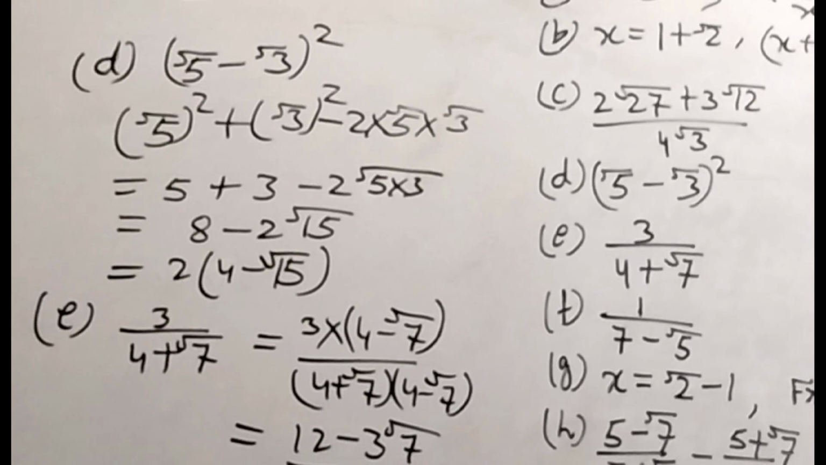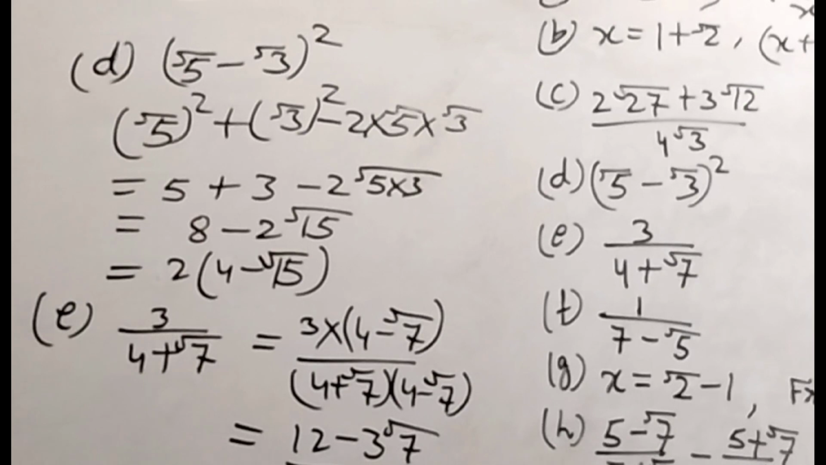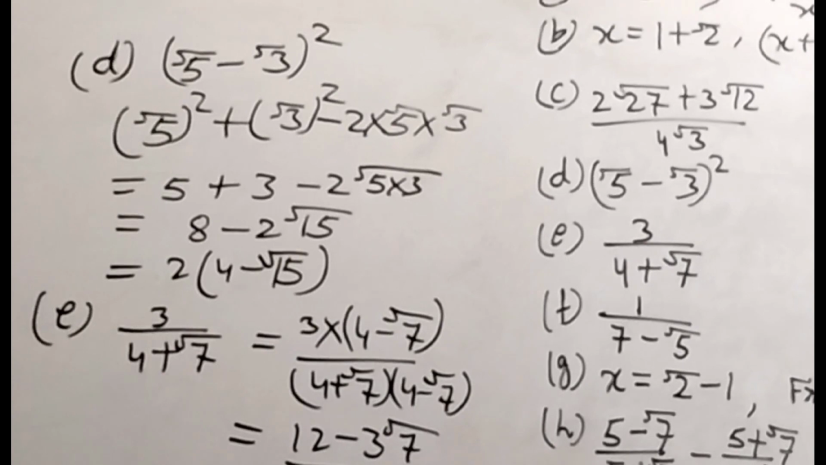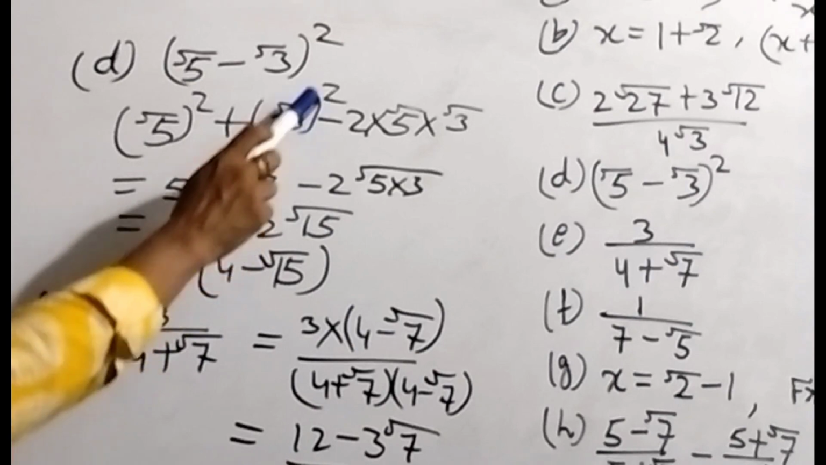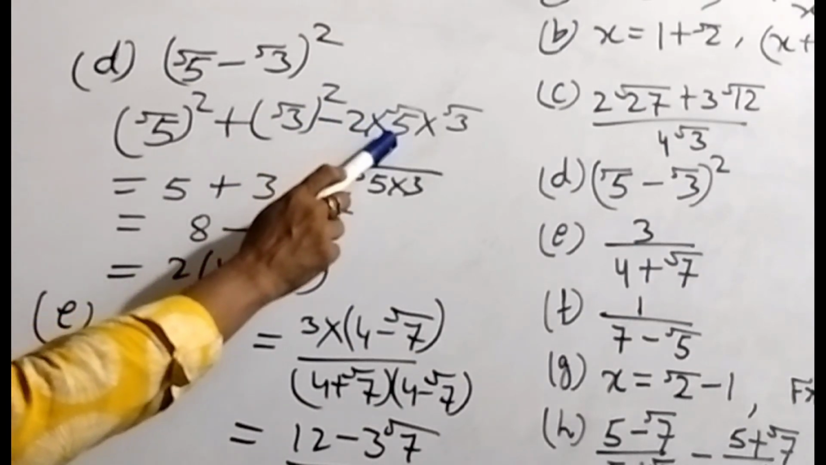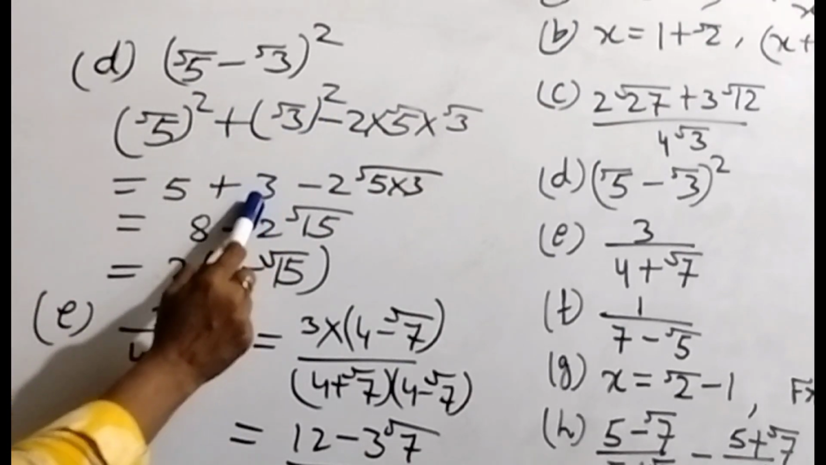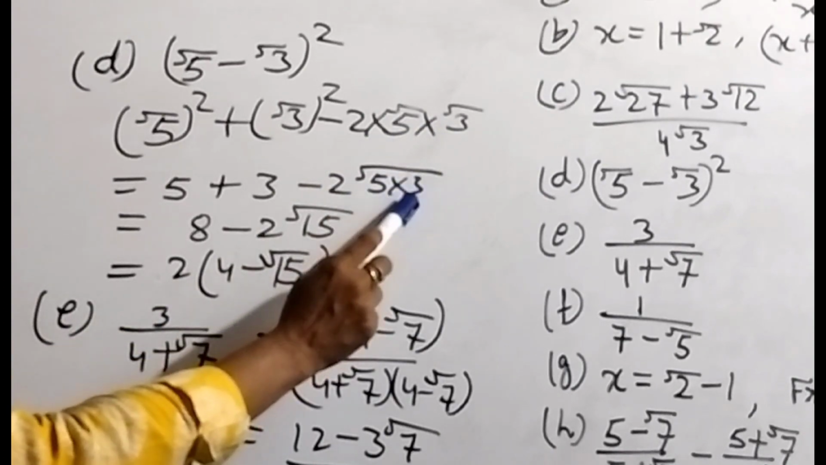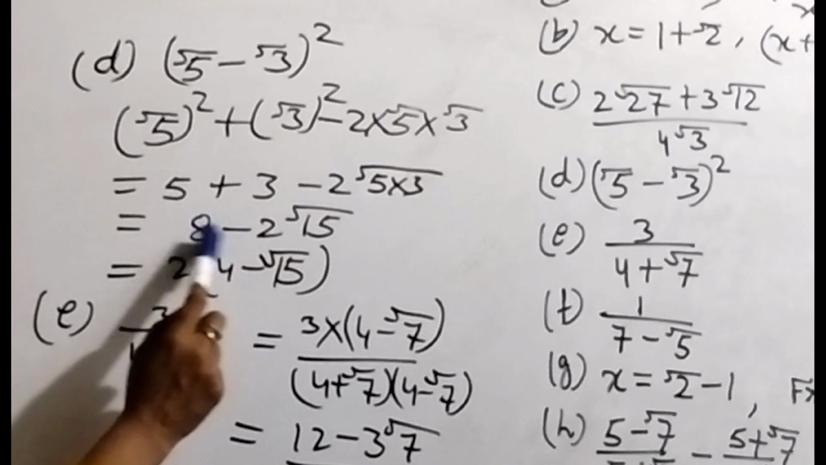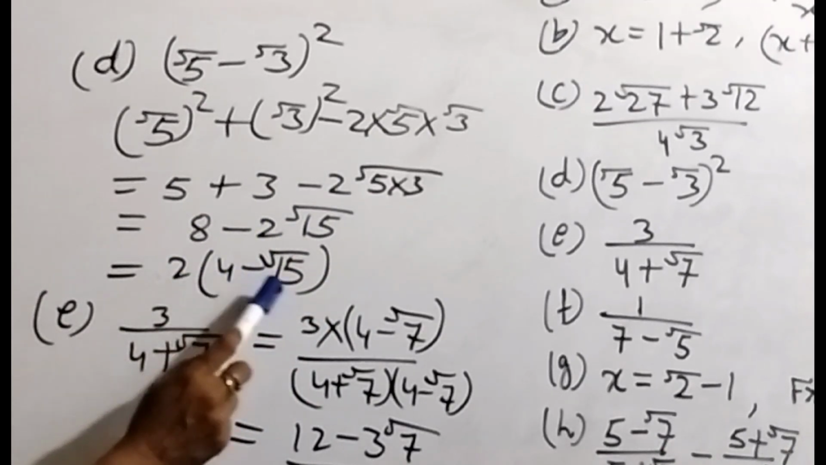Now question number D. Root 5 minus root 3 whole square. This is your a minus b whole square, that is a square plus b square minus 2ab. Here a square means root 5 square, b square means root 3 square, minus 2 into a, which is root 5, b means root 3. Now root 5 square is 5, root 3 square is 3, minus 2 root 5 into root 3, which means root over 5 into 3. This is 5 plus 3 is 8 minus 2 root 15. Take out common 2. This is 4 minus root 15.